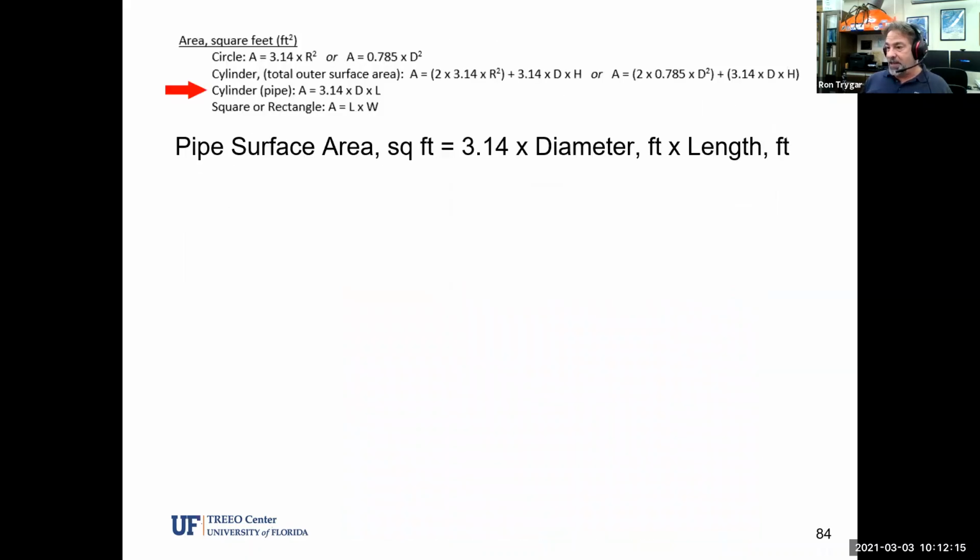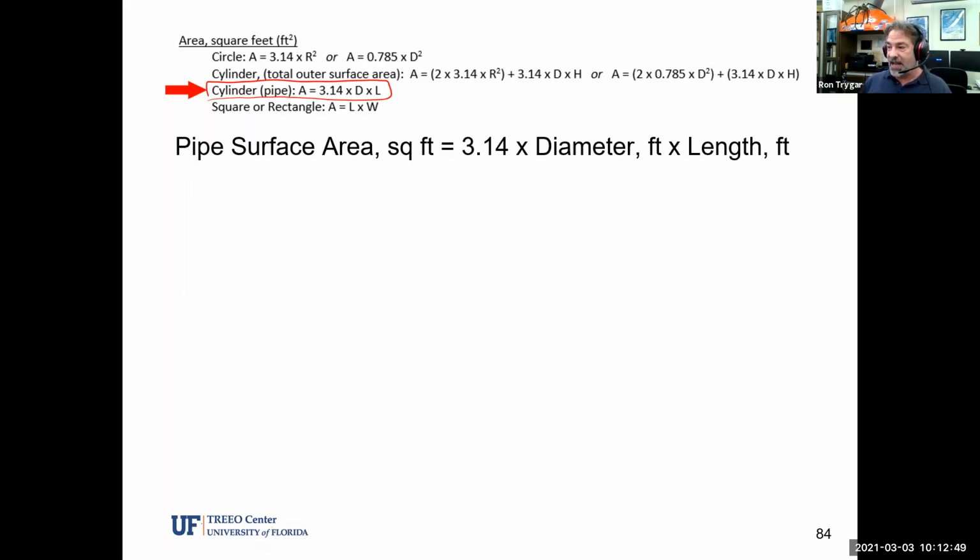So first step is to find our formula. The cylinder or pipe formula is what we need. We're not doing a big ground storage tank with the inside surface area and all that. We're just painting the outside of this pipe. So the formula we're going to use is the area is equal to 3.14 times diameter times the length. Remember, anytime you have inches, they need to be converted into feet. Everything needs to be in feet units.